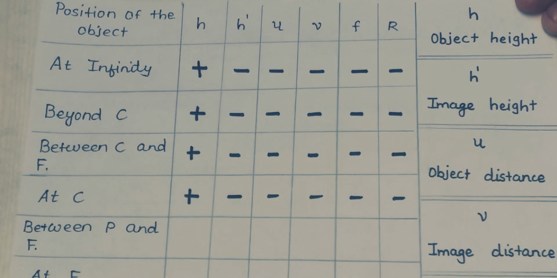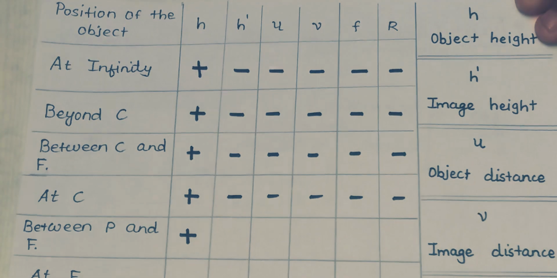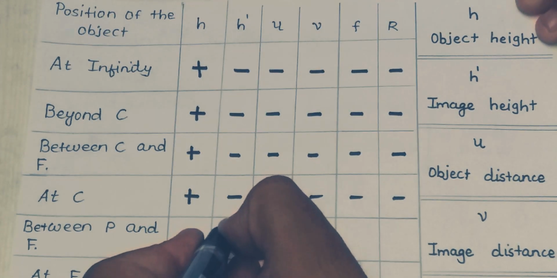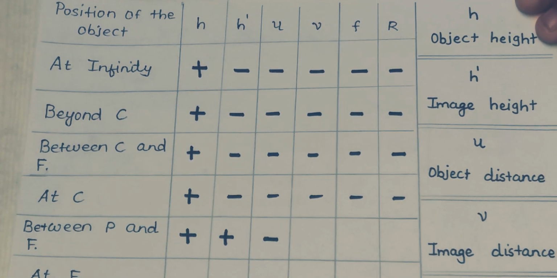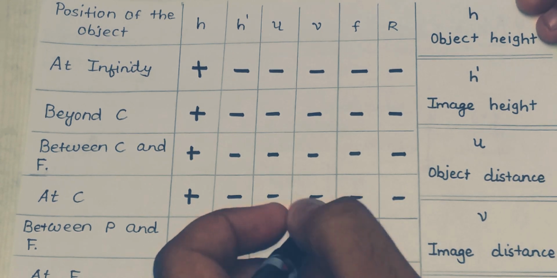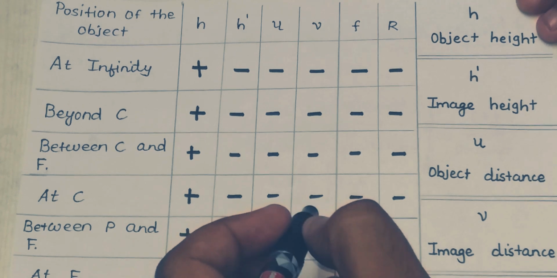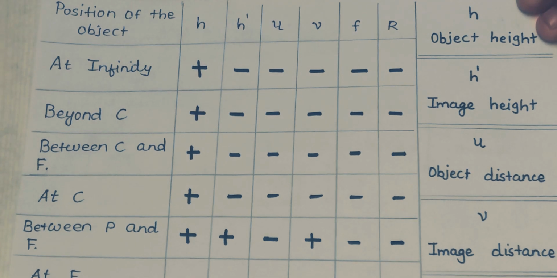Now when we put the object between P and F, here we know very well the image is formed virtual and erect, and it is behind the mirror. So here h is positive, then h dash, it means the image height, is also positive, then u, the object distance, is negative. Then v: here, students, we measure v on the right side of the pole, so it is positive. Then f is negative and R is also negative.